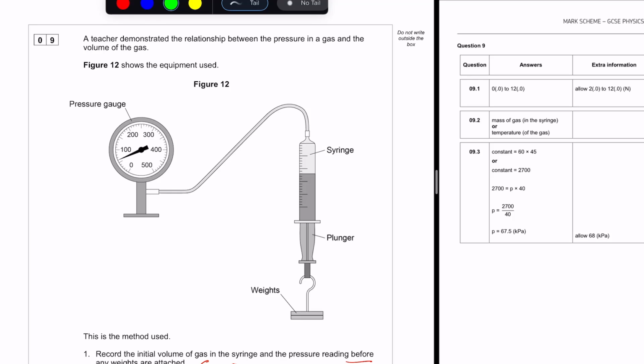Okay, shout out to Leo for highlighting this question, which is quite a tricky one. So I'll go through the whole of question 9 and hopefully this will help you. This is a question about pressure in a gas. So this was in particle model.